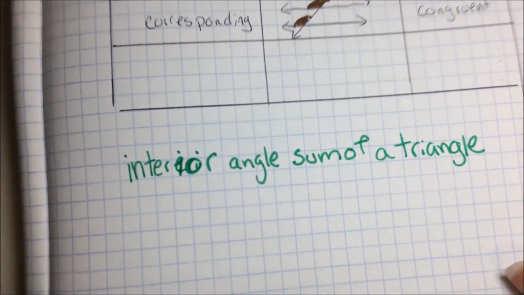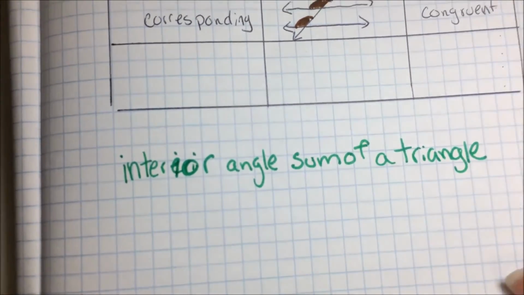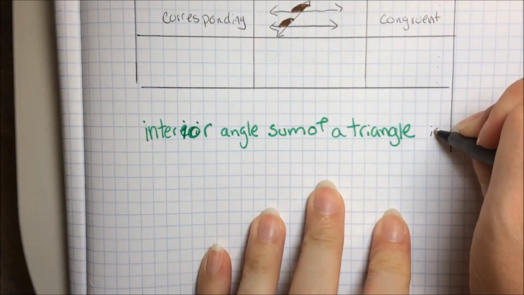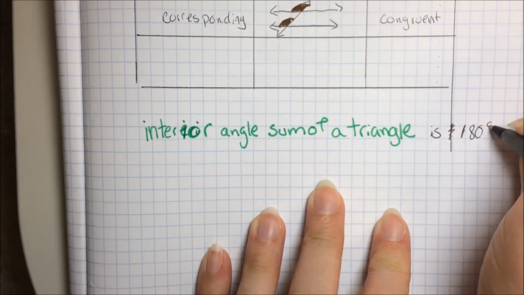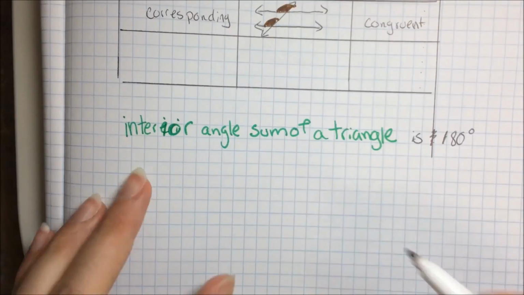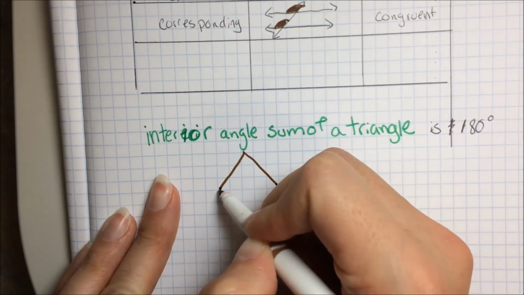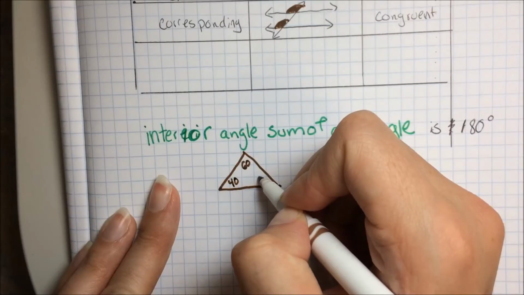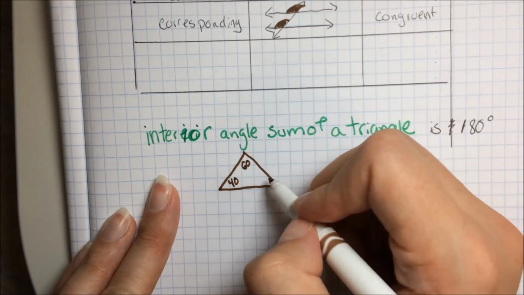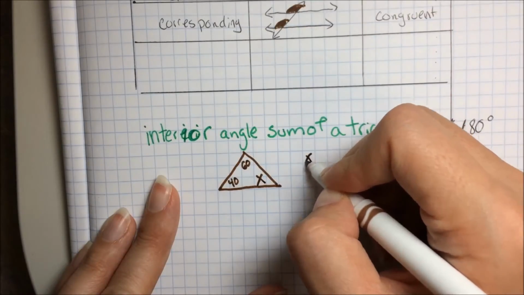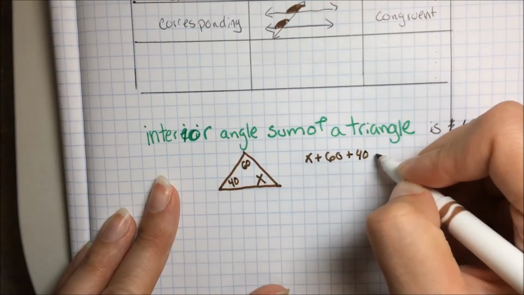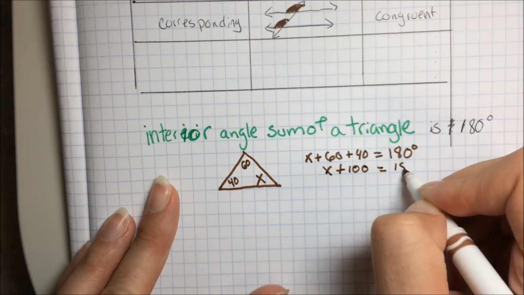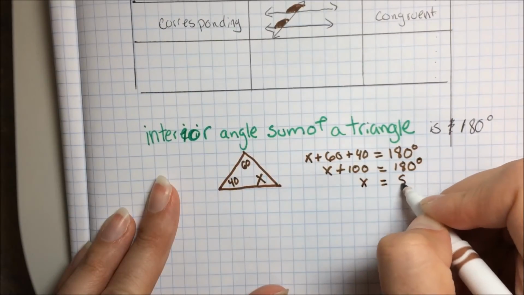Let me zoom out. Ooh, low tech. All right. Is 180 degrees. So that means if I have a triangle, and I knew two of the angles were 60 and 40, and I wanted to find the third angle, I do x plus 60 plus 40 equals 180 degrees. Well, x plus 100 equals 180. So x equals 80.